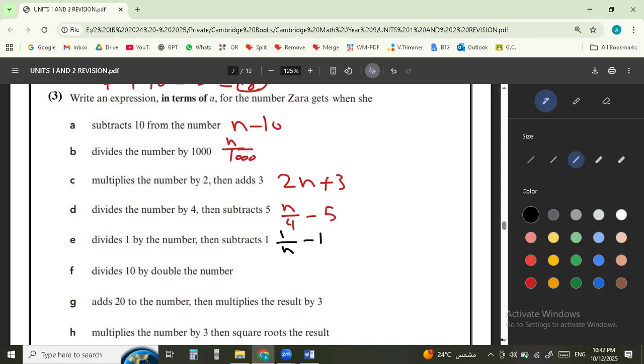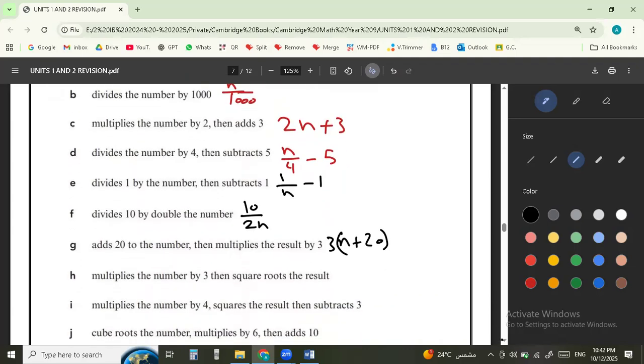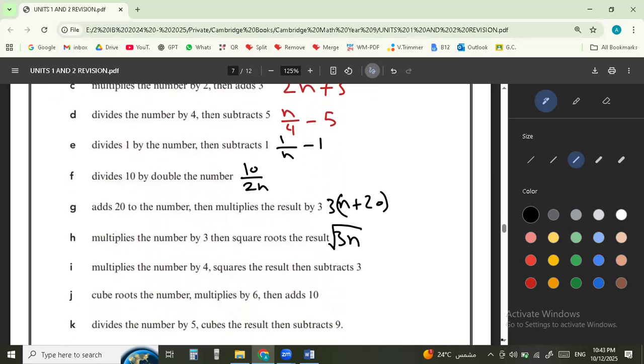Divides 10 by double the number, 10, double the number, 2n. Adds 20 to the number, n plus 20. Then multiplies the result by 3. All is multiplied by 3. Multiplies the number by 3, 3n. Then square roots the result, 3n. Square root of 3n.